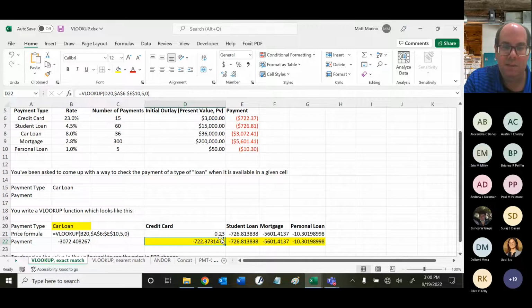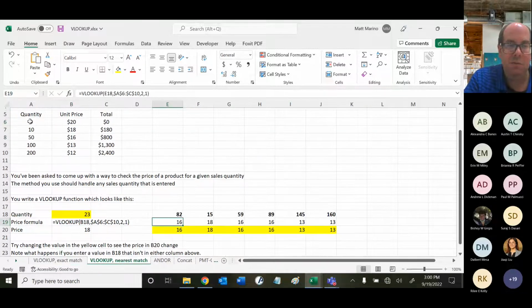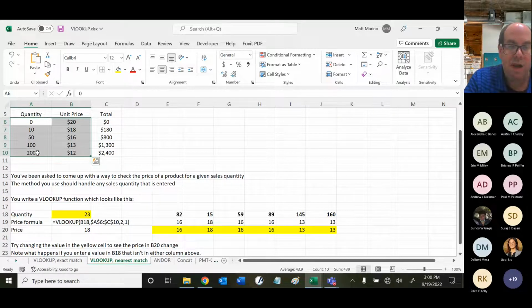Now, why does it give us 0.23? Because that's the same as 23%. Are we doing false for this one instead of true? False literally will go through the table, and once it finds what we're looking for, it stops. Whereas the nearest match has to go through the entire table to actually find the nearest match, because you may not have it in order sometimes. Does that make sense?